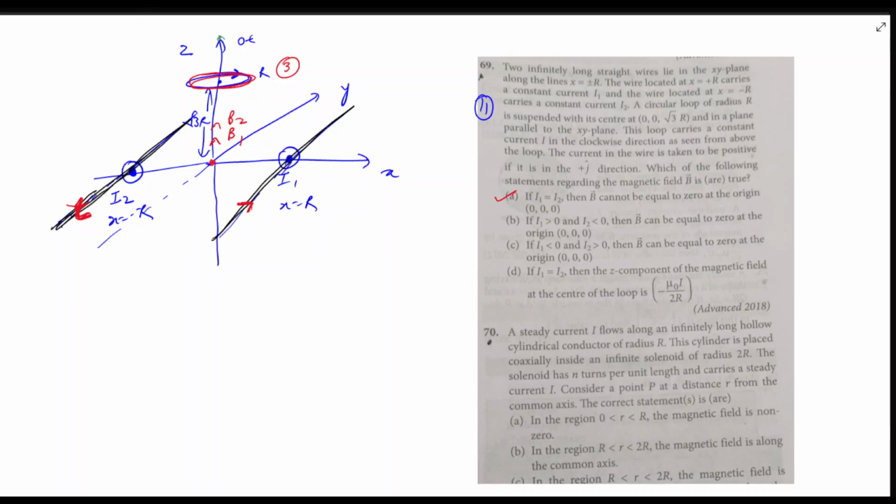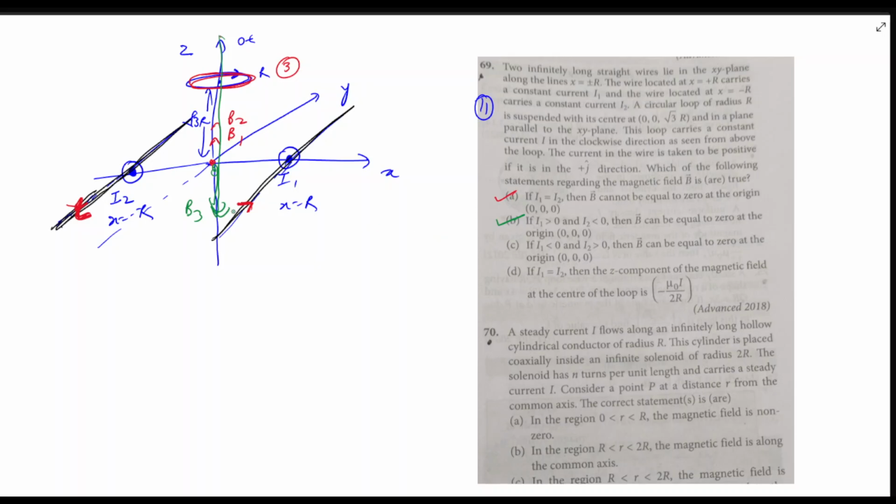Magnetic field must be like this, right? So here the magnetic field will be B3 downwards, right? So if you increase the current, maybe B3 can counter B1 and B2, so B option is also correct, right? Let's move on to the third option.